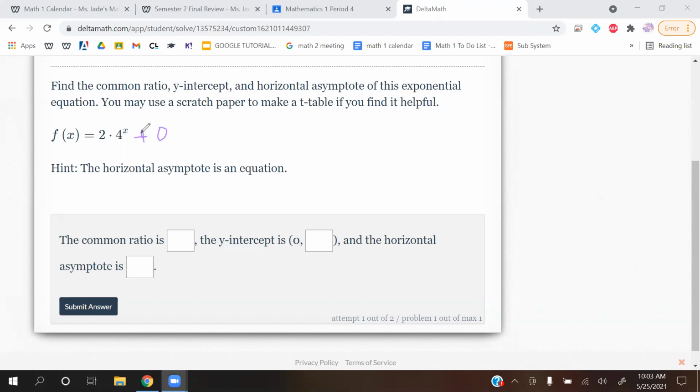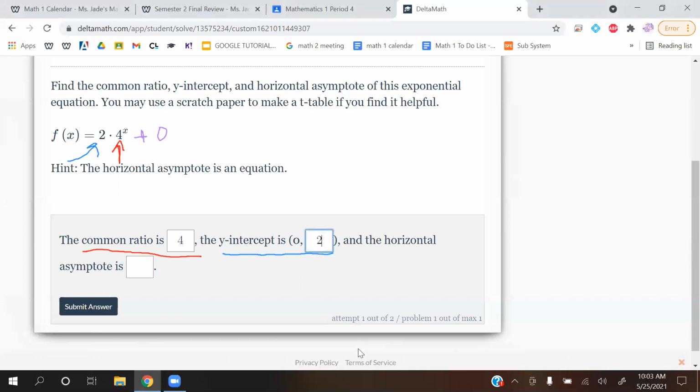The common ratio, I'll underline it, is the number at the base of the x. So it is the 4. The y-intercept, sorry, I'm just changing colors. Takes a while. The y-intercept is 0, comma, the number that's in front of the equation. So 0, comma, 2. And I'm going to type that in.